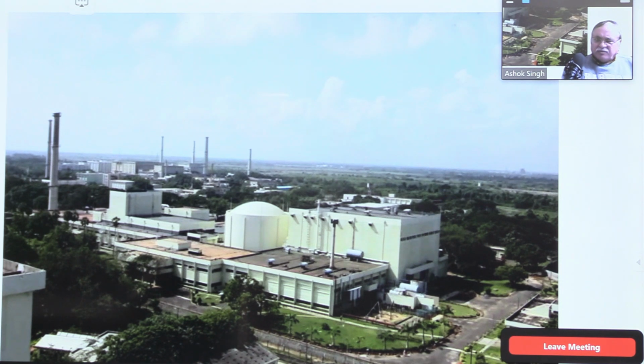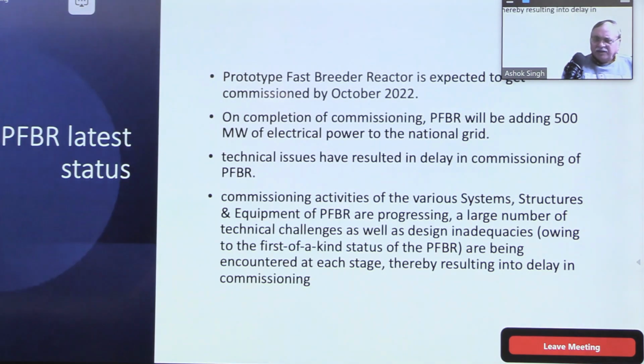Now let's turn to what are the problems and issues and what is the status here. Now here let me make some points. This PFBR has been repeatedly delayed. You can say it's delayed now by more than a decade. At one time, the government was saying that it will be ready by around 2010. Now notice that we are now in 2021.